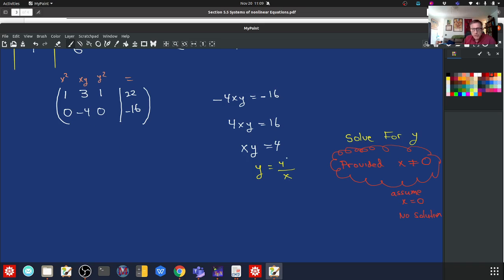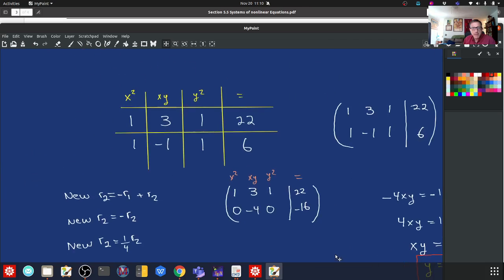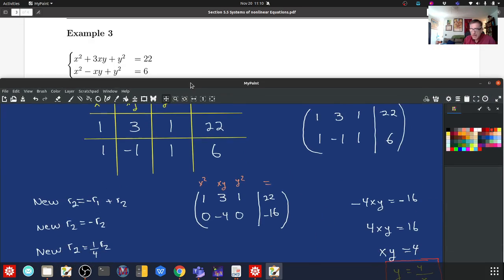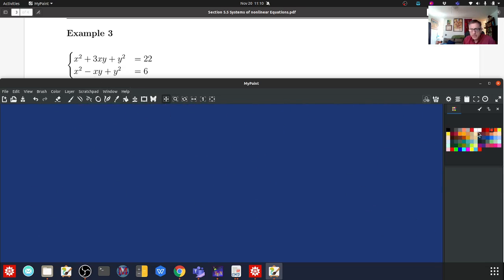So we're going to say y is equal to 4 over x. So I'm going to come back up to my original equations. I need to see them here. And I think it's going to be easiest to look at equation 2. So equation 2 says that x squared minus xy plus y squared is equal to 6.